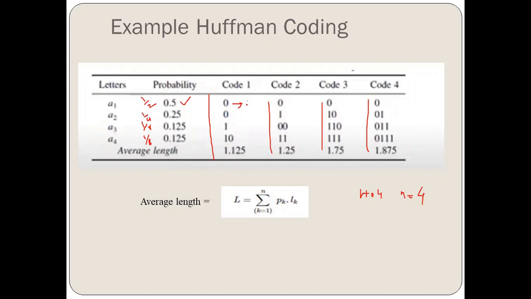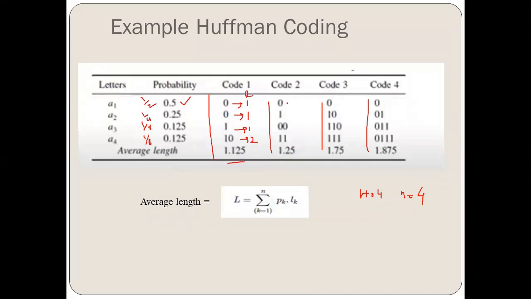Again, the length of the code is here 1. Here the length of the code is 1. I'm writing it as small l. Here it is 1 again, and here it is 2. So what I have done: 0.5 multiplied by 1, 0.25 multiplied by 1, 0.125 multiplied by 1, 0.125 multiplied by 2, and addition of all. So that gives me 1.125.